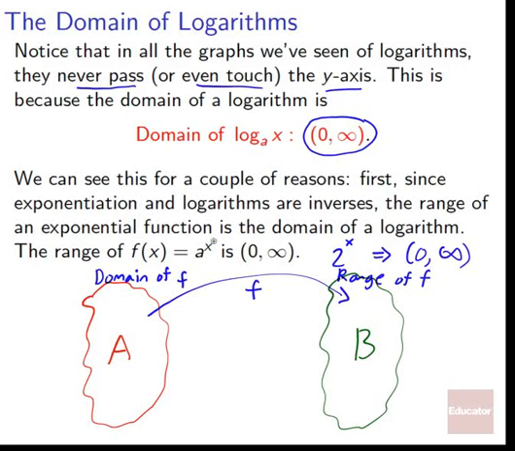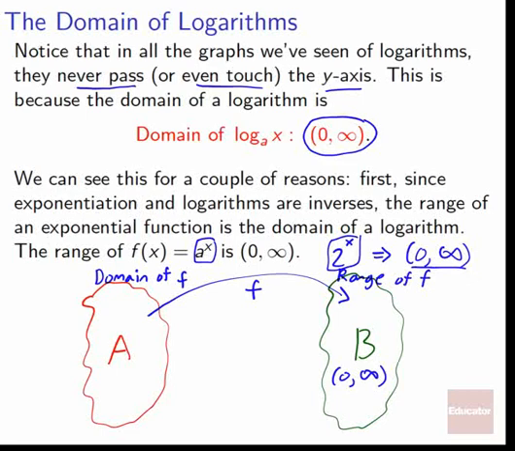So for the example a to the x, or the example 2 to the x as a specific example, the domain is anything, right? It can take in any number at all, negative infinity to positive infinity, any real number whatsoever, but it's only going to be able to spit out numbers from 0 to infinity. So in this case, we see it's going to have its range as 0 to infinity.